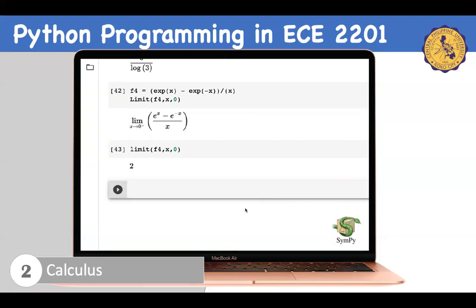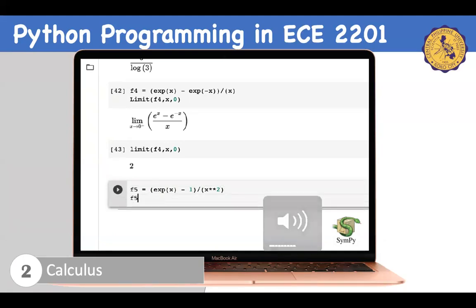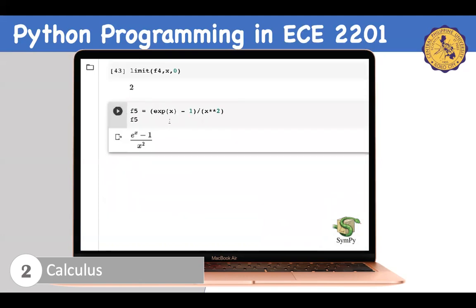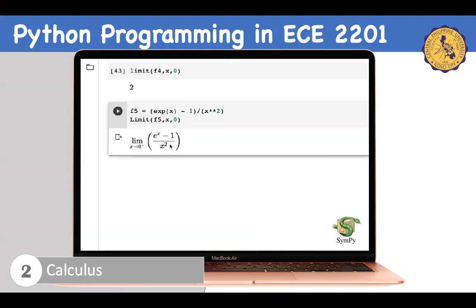Now proceed to the next problem. Let's try f of 5. Okay, so let me create a fraction first. So we have the same exponential function of x minus 1 all over x squared. So let's display this first. So we have e raised to x minus 1 all over x squared. And then we will display the limit as x approaches 0. So this is a limit of e raised to x minus 1 all over x squared as x approaches 0.